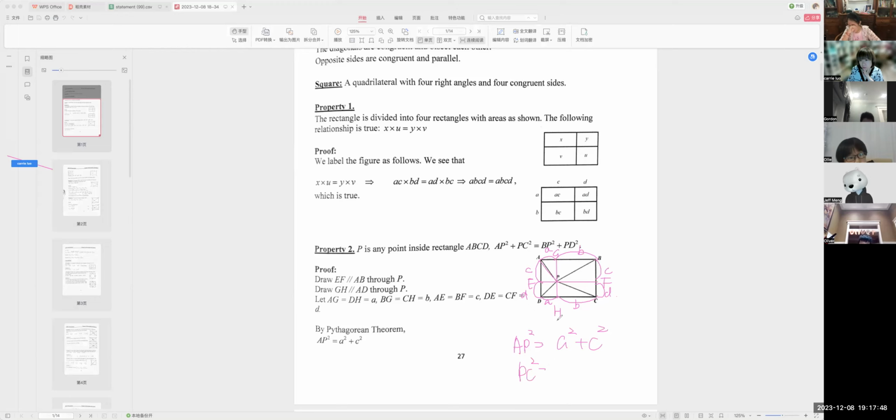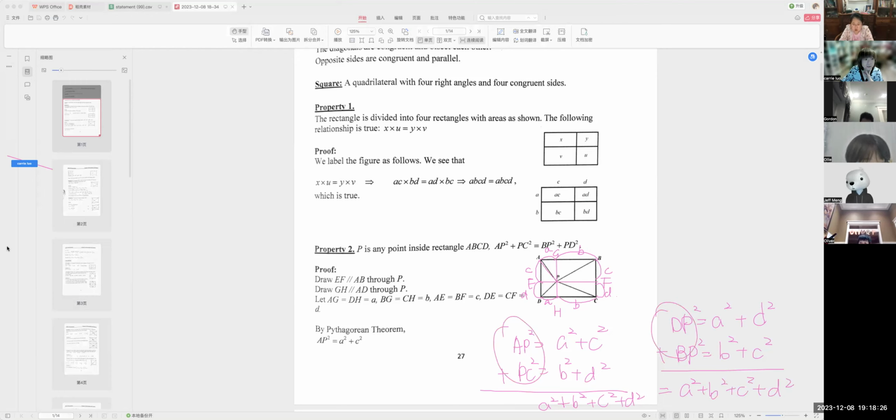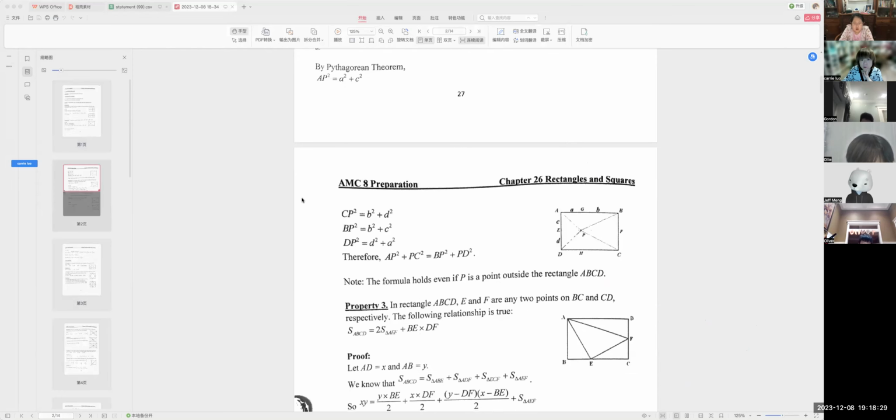And PC squared equals what? Equals B squared plus D squared, correct? And if you take a look at this one, these two put together equal A squared plus B squared plus C squared plus D squared. And you can see DP squared equals A squared plus D squared, and BP squared equals B squared plus C squared. So that's why these two put together equal A squared plus B squared plus C squared plus D squared. So that's why they are equal to each other. Get it, everybody?